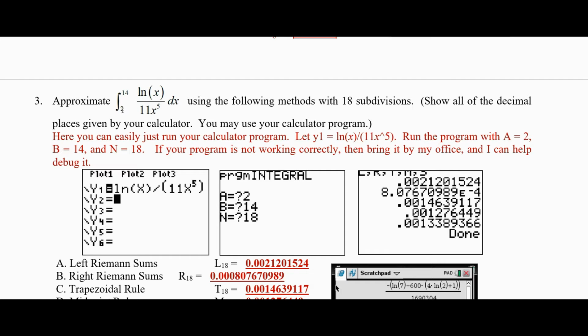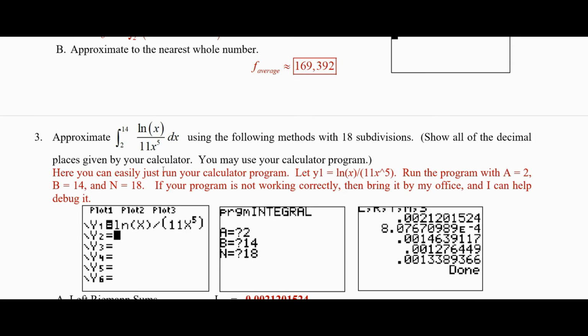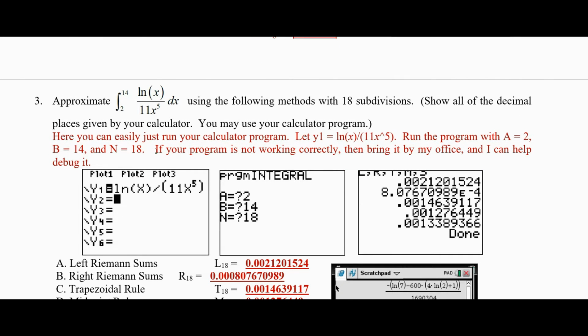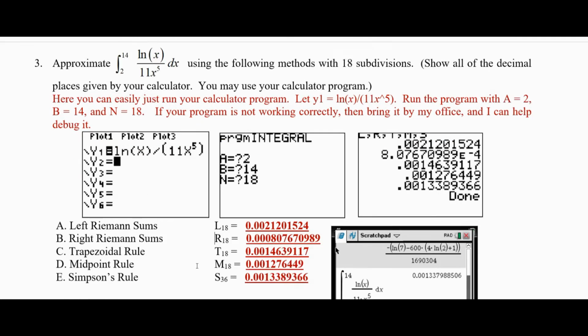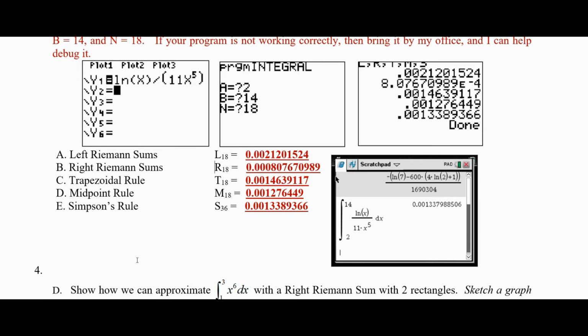Well, a is the lower limit, 2, b is the upper limit, 14, and n is how many subintervals or subrectangles we're going to be looking at. So that's 18. And it gives us, in order, LRTMS: left, right, trapezoid, midpoint, Simpson's. Notice the right one, that e negative 4 is really times 10 to the negative 4, so it's 0.000 and then the 8. That's why that one turns out like that. It just runs the program, so that makes it easy. You could, of course, have done it by hand, but this was much easier.